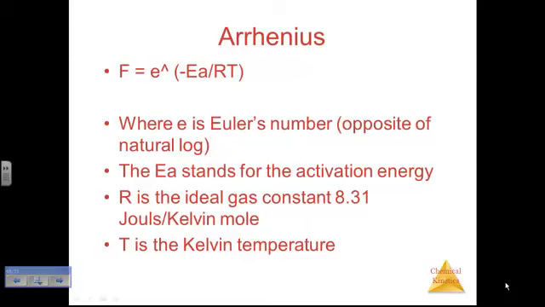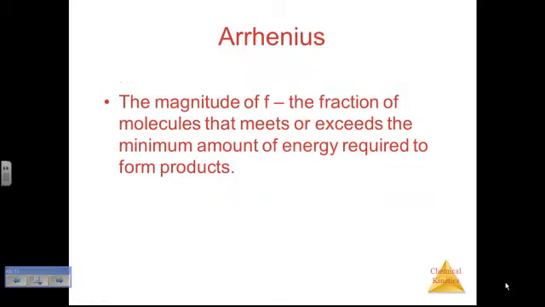R is the ideal gas constant from our old PV=nRT days, or even pi = MRT from the osmotic pressure of colligative properties. The units on R is critical. It's joules per Kelvin mole. I say that because when we place in activation energy, it must be in joules to match the R constant, 8.31 joules per Kelvin mole. And temperature, of course, must be in the absolute scale, 273 plus Celsius.